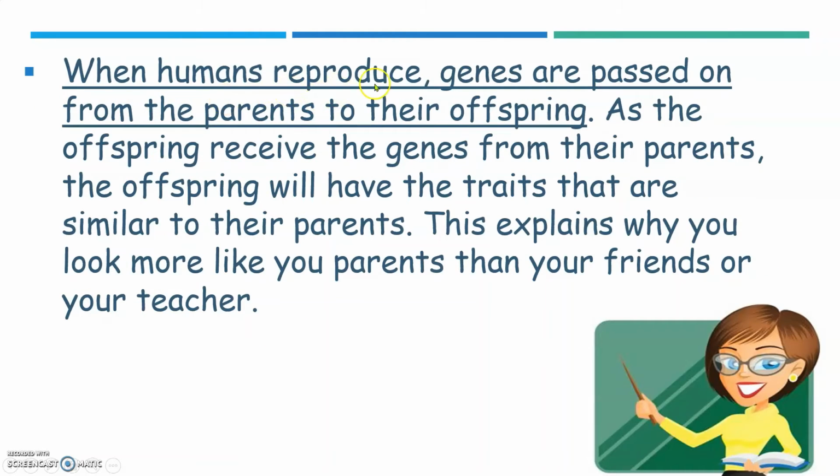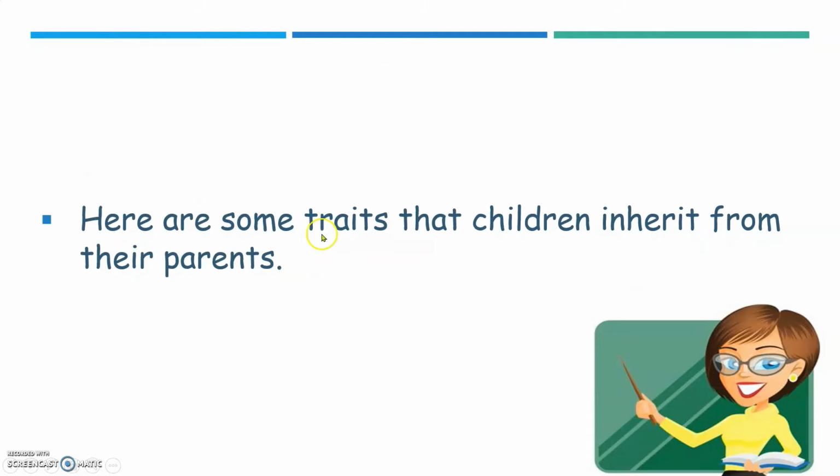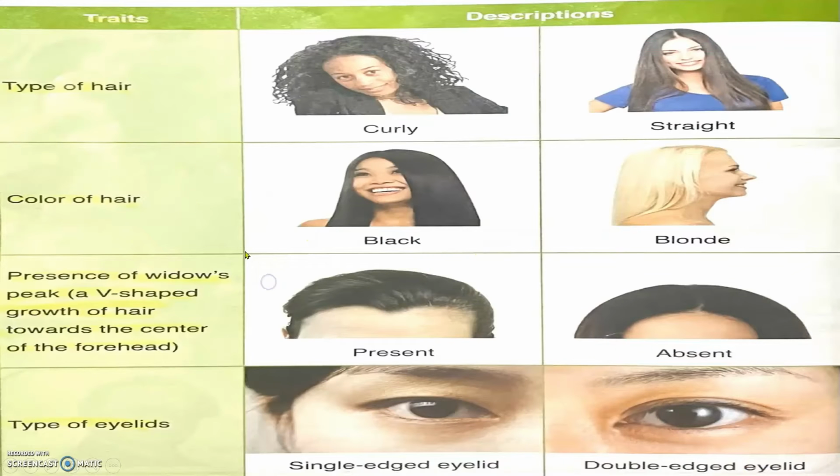When humans reproduce, genes are passed on from the parents to their offspring. As the offspring receive the genes from their parents, the offspring will have traits that are similar to their parents. This explains why you look more like your parents than your friends or your teacher. Here are some traits that children inherit from their parents.